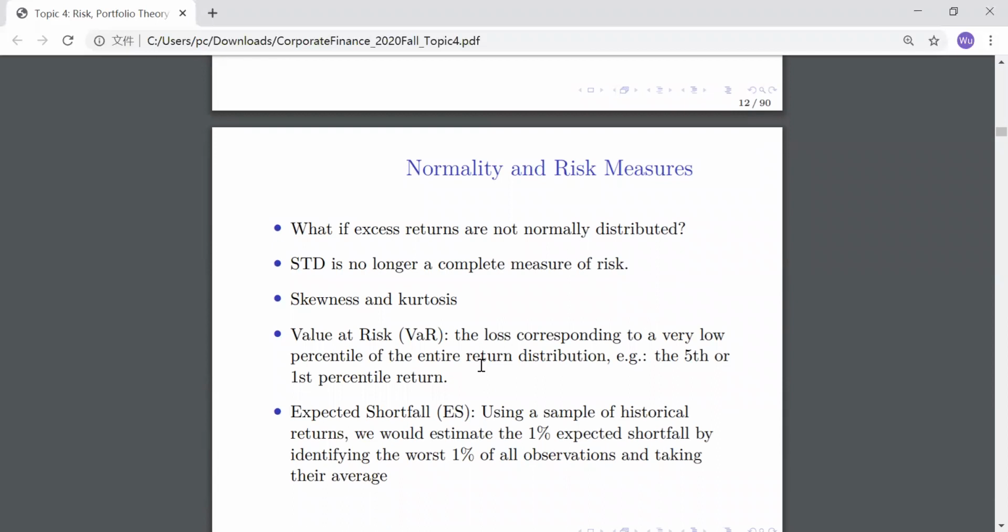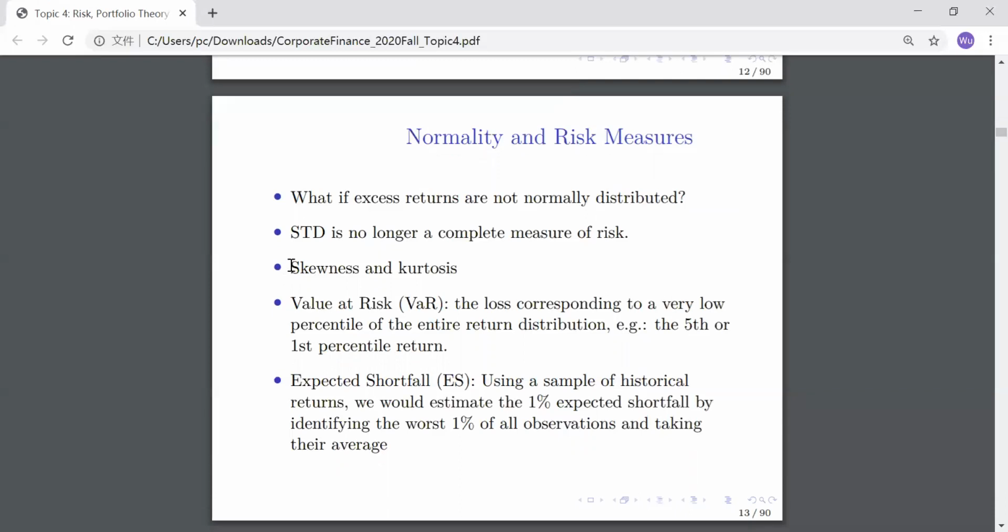And of course, in reality, there are departures from the normal distribution. In our case, if the excess returns are not normally distributed, where excess return means your total return minus the risk-free rate, then standard deviation is no longer a complete measure of risk, because the positive deviation and the negative deviation are not symmetric, meaning that maybe positive deviations are more possible than negative deviations. That's one violation of the normal distribution.